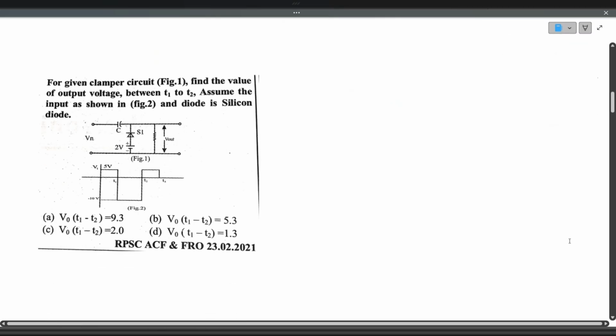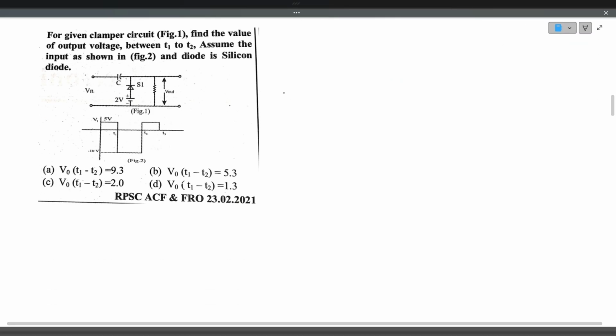So we'll see the next question. For the given clamper circuit, find the output voltages between T1 and T2 instances. Assume the input as shown in figure 2 and the diode is a silicon diode. Again the diode is a silicon diode, so the cut-in voltage assumption is 0.7 volts.